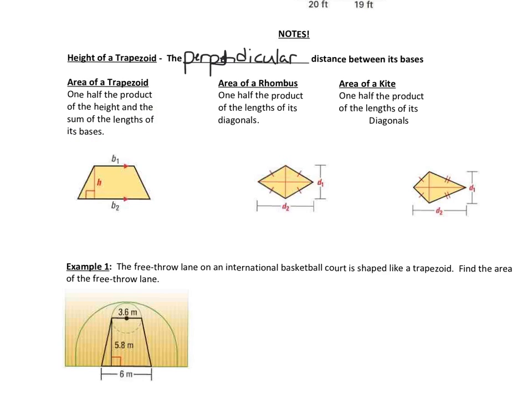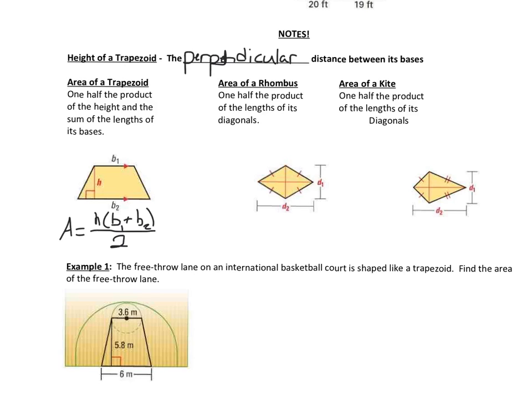Okay, what does that mean? The area of my trapezoid is 1/2 the product of the height and the sum of the lengths of the bases. Product means to multiply, sum means to add. So I've got my height times my base 1 plus my base 2. Whatever that number is, you multiply that by your height, and then you take that whole thing and divide that by 2. So that is the area of a trapezoid.